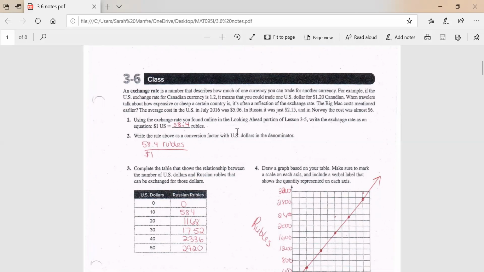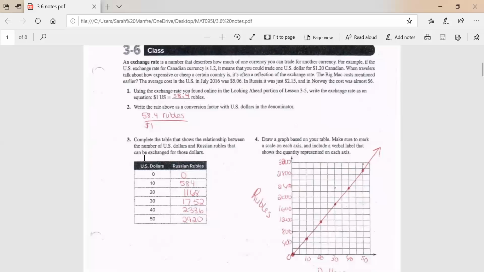So this asks you to find the exchange rate for US currency to rubles. So I did this for you. $1 US is equivalent to 58.4 rubles. How would you write this as a conversion factor with US dollars in the denominator? So we want US dollars on the bottom. So 58.4 rubles per $1.